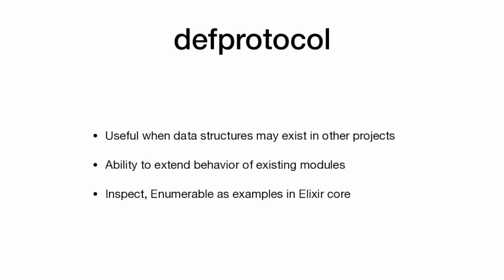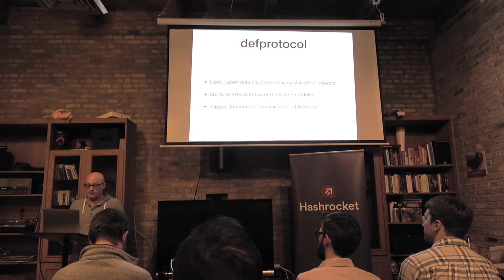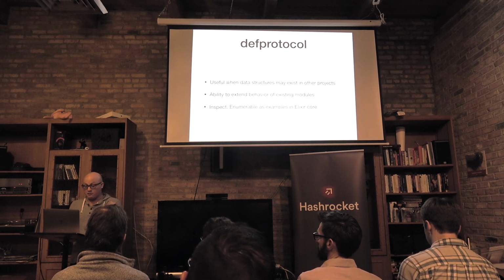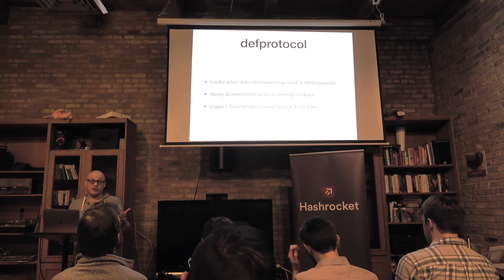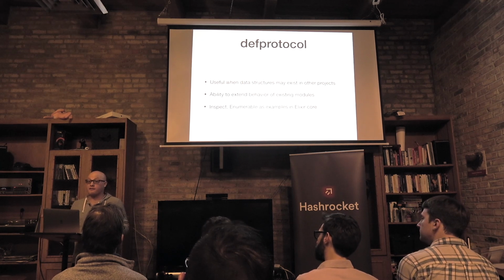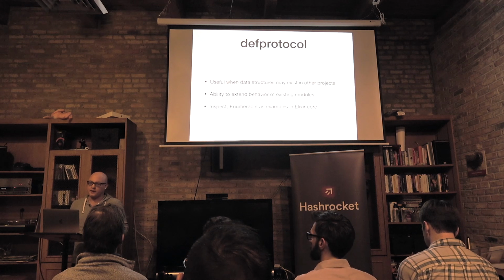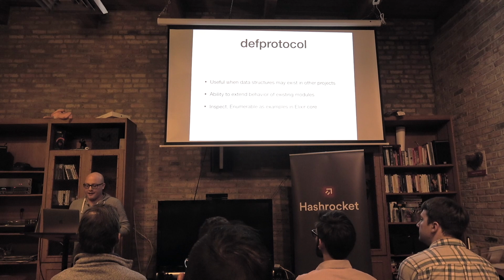So you can say, I have my special customer object, and you can implement Inspect, and using some of the new Elixir 1.8 features, you can tell it to just ignore fields in there, and it'll redact those fields if they're sensitive, for example. So if you have a password in your user struct, you can tell it to just ignore that field in the inspect.